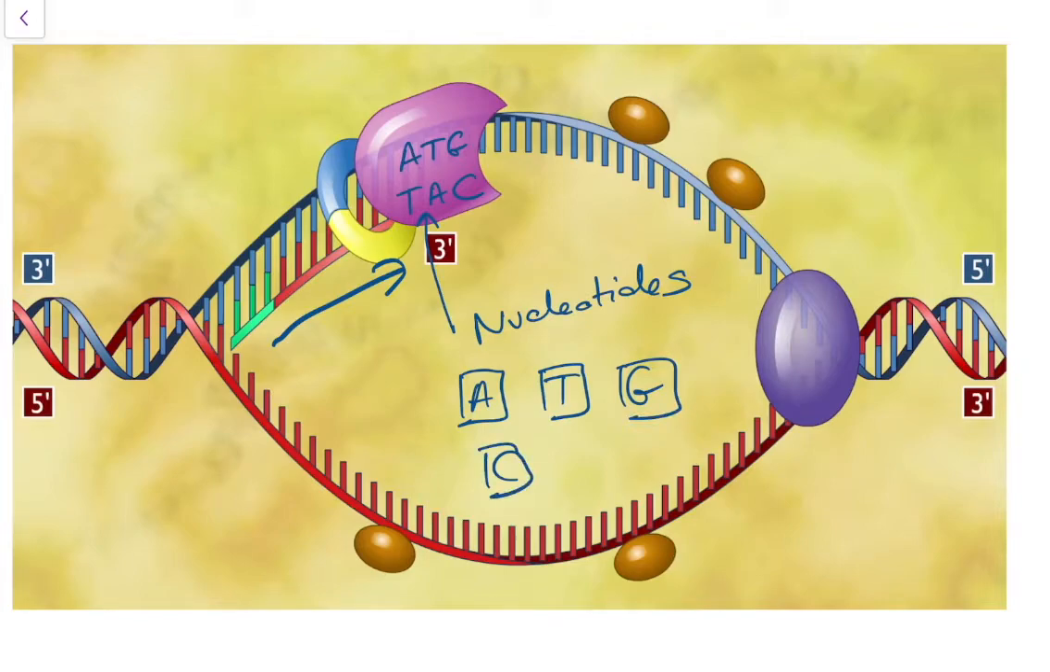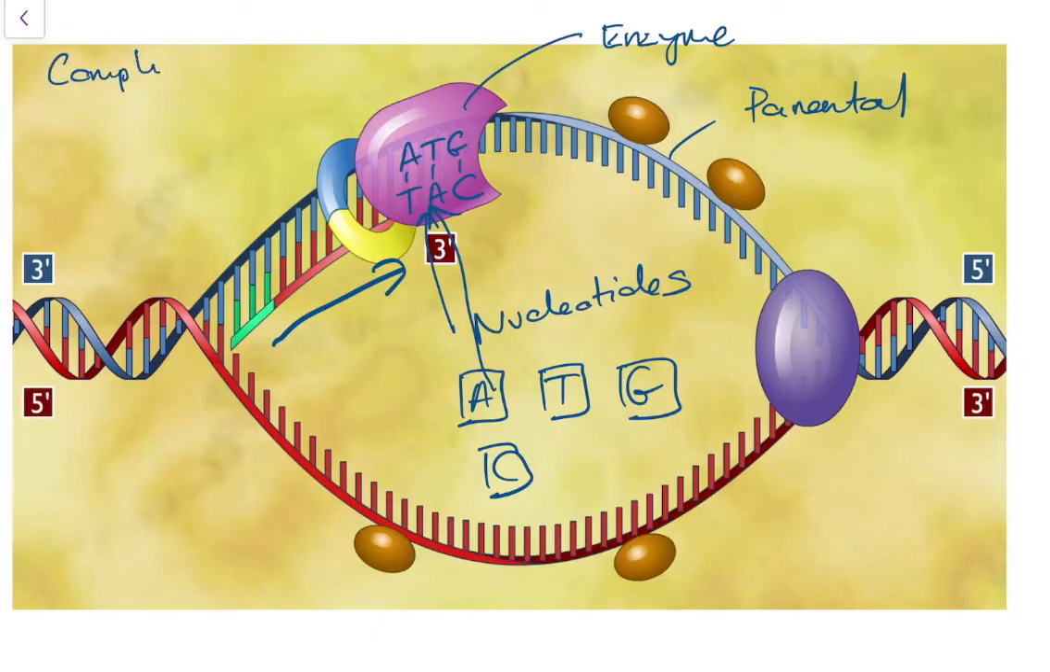They float around, and because this is an enzyme, when the correct nucleotide hits the active site, it will be incorporated and will form these new bonds. So through hydrogen bonding between the correct nucleotide and the parental strand, through complementary base pairing, we're going to create a new strand. It's just going to keep moving along in this direction.